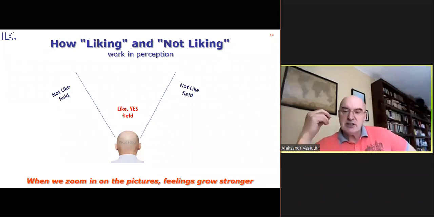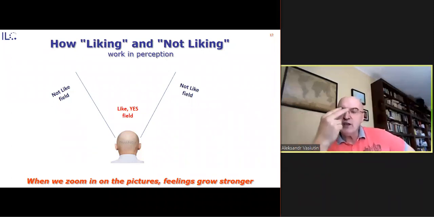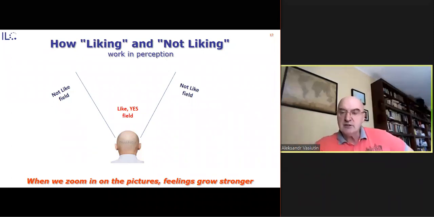In order to understand another person, you must see with your own eyes what he is talking about. And the picture you see on your screens right now is about our internal perception, our internal sight.